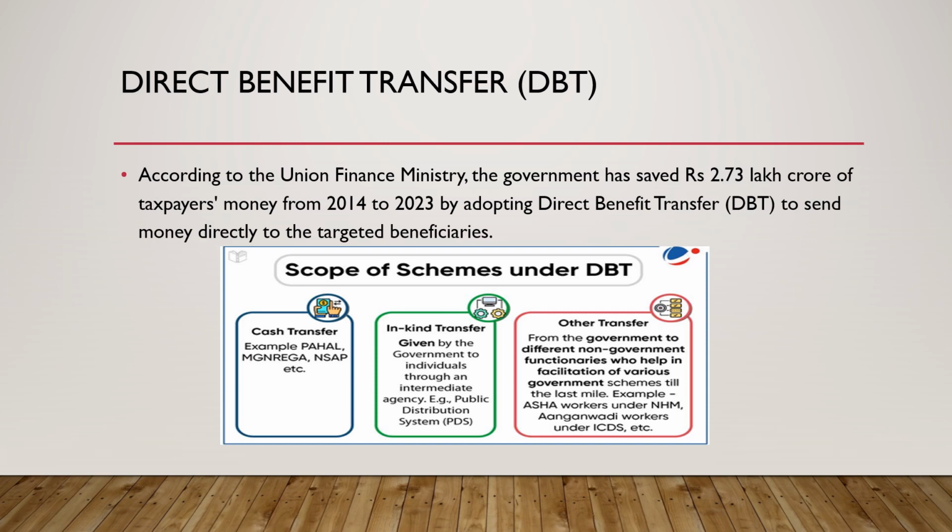The scope of the scheme under DBT, direct benefit transfer, is cash transfer, for example PAHAL, MGNREGA, and others. In-kind transfers are given by the government to individuals through intermediaries, for example, the public distribution system. Then there are other transfers from the government to different non-governmental functionaries who help in facilitation of various government schemes till the last mile. For example, ASHA workers under NHM, Anganwadi workers under ICDS, and others.